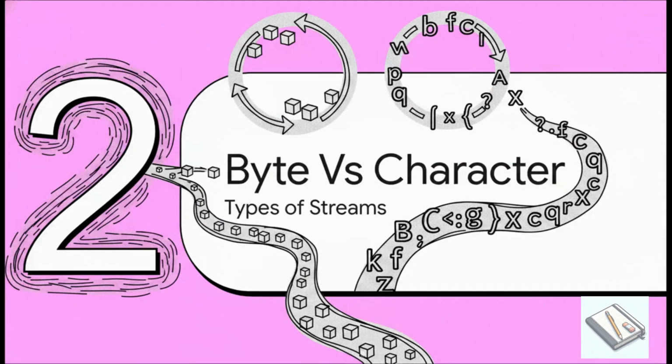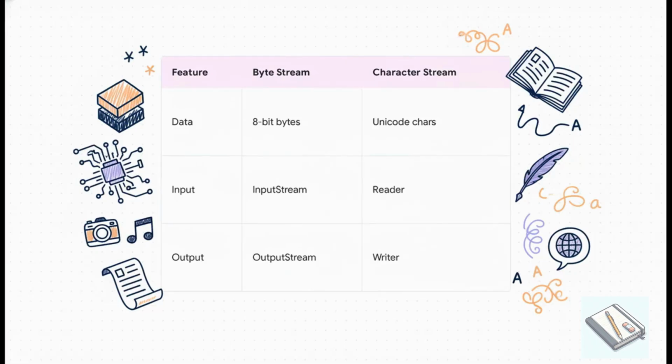Moving on to Section 2, byte versus character streams. Java I/O is split into two really distinct hierarchies based on what kind of data you're dealing with. First, we have byte streams. These handle raw 8-bit bytes. So if you're trying to read an image, a PDF, maybe an audio file, you absolutely have to use a byte stream. And you'll spot these classes pretty easily because they almost always end in the words InputStream or OutputStream.